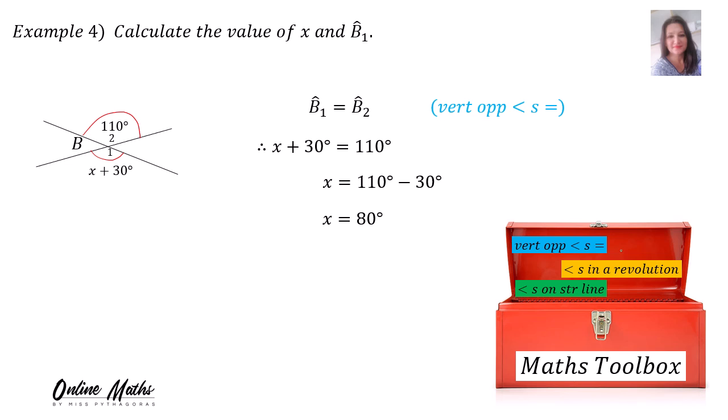And then the other one we were looking for was B1. And then, do you agree? B1 is equal to x plus 30. That was given. And in the previous sum, we worked out x's value was 80. Therefore, B1 is 80 plus 30 is 110 degrees.